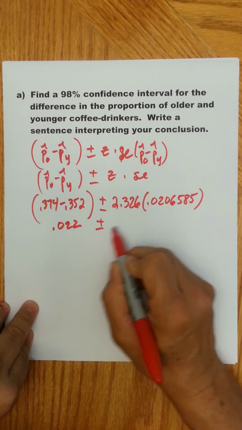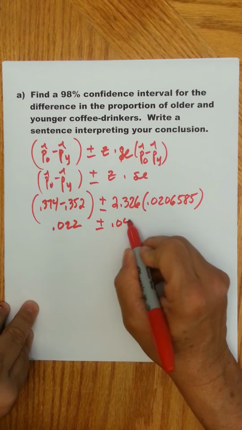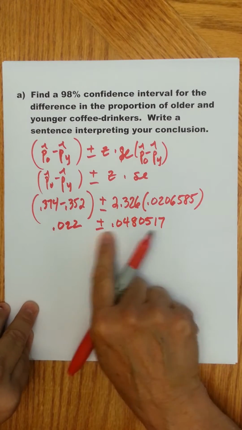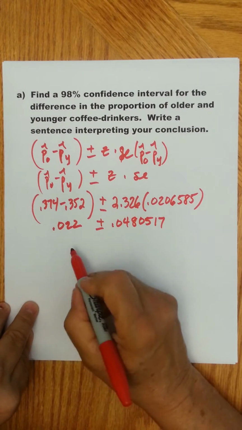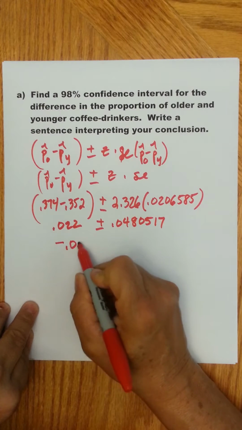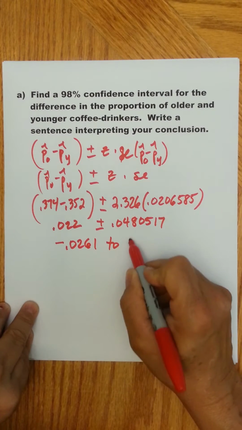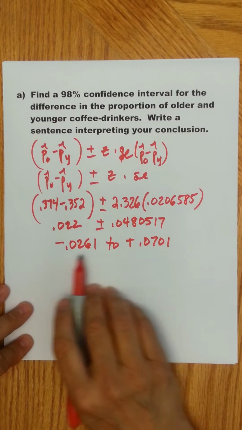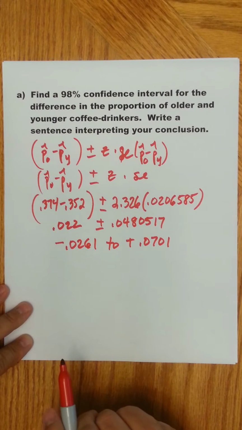So then let's add or subtract our margin of error. We'll get 0.0480517. And when I go ahead and do this minus this number and this plus this number, I'll get a negative 0.0261 to a positive 0.0701. Right. So what just happened? Did we capture 0? That should be our question.